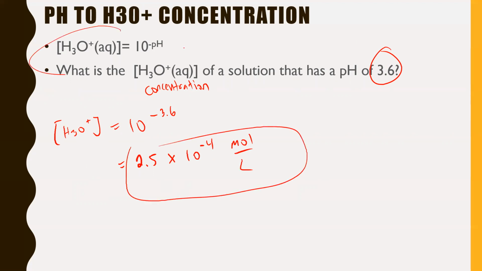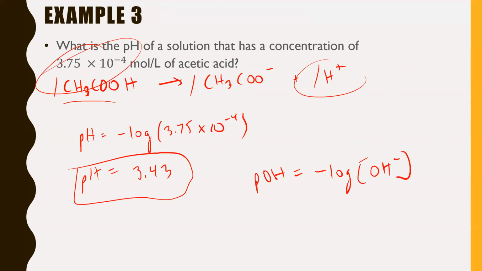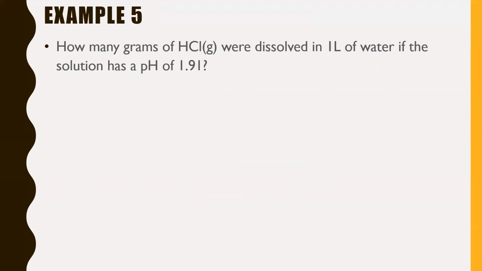So make sure you have this formula available somewhere too, because it is a really important one. And I mean, this one here that I totally just gave you, that's also pretty important too. Maybe you want that one. Last example here, it's example 5. How many grams of HCl were dissolved in 1 liter of water if the solution has a pH of 1.91?